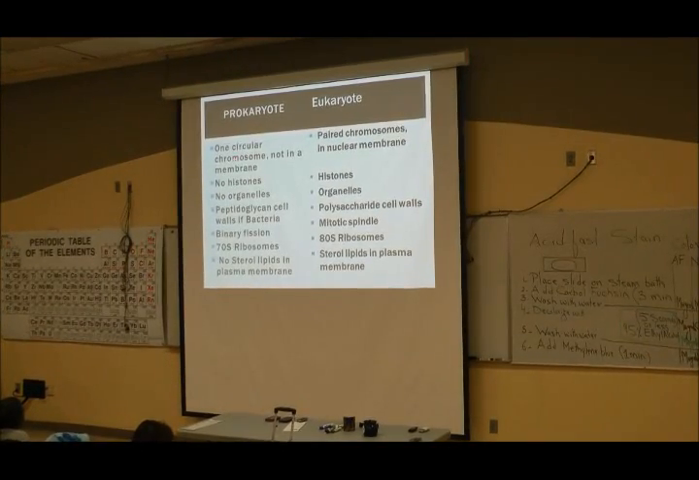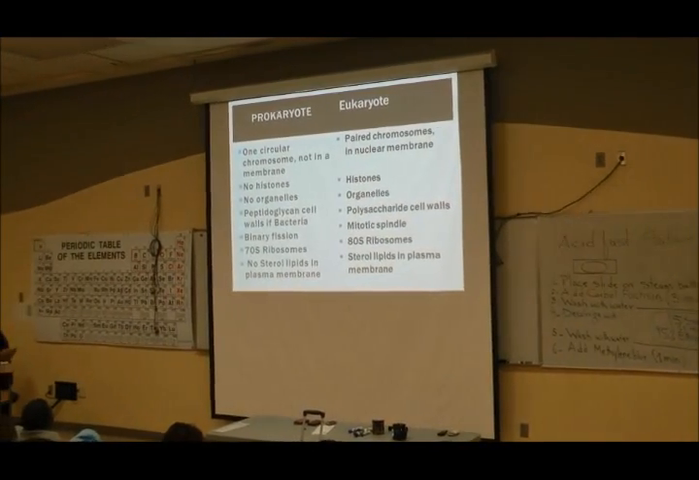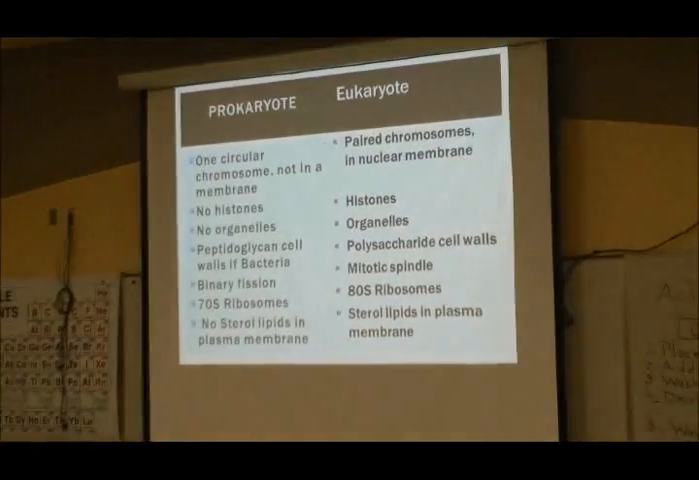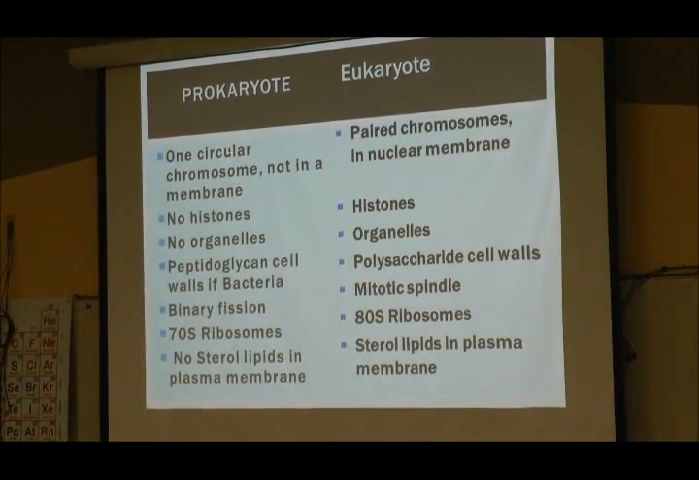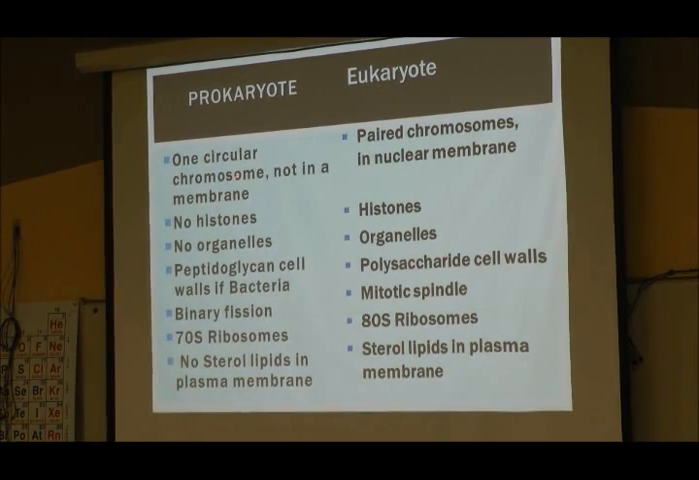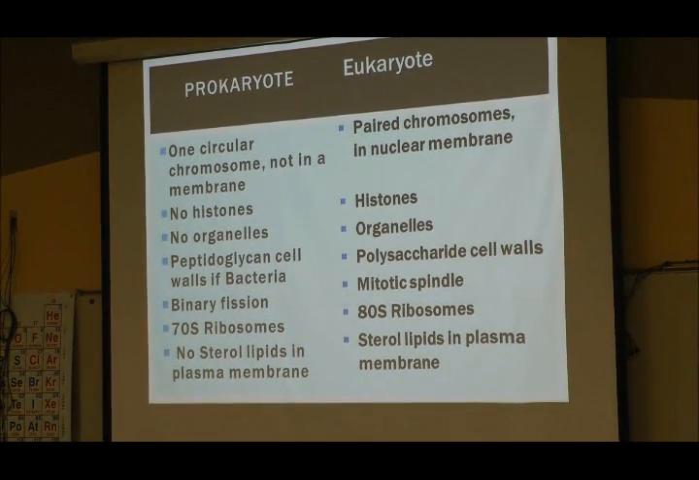All prokaryotes have one circular chromosome, which is not enclosed in a membrane. So you can simply say that prokaryotes do not have a nucleus.